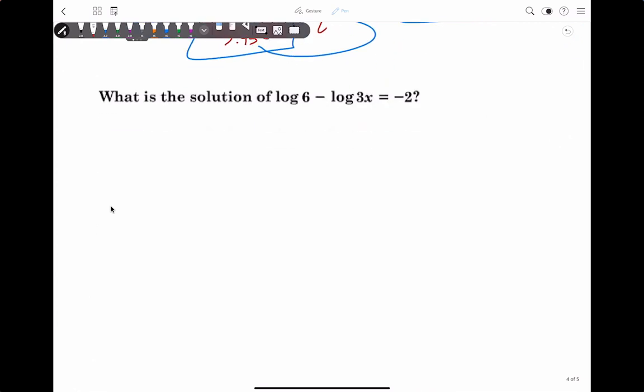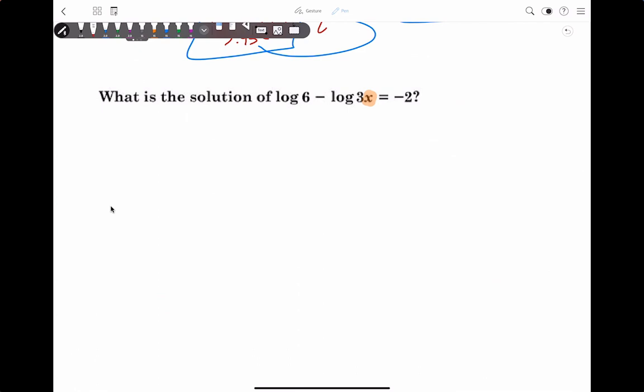Let's keep going. What is the solution to the following? Our goal is to find x. Okay, so a good default, like I've already been doing, is we want to try to start all of these exponential and logarithm questions without a calculator.